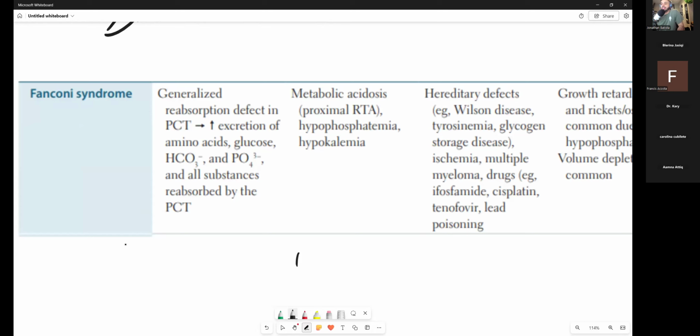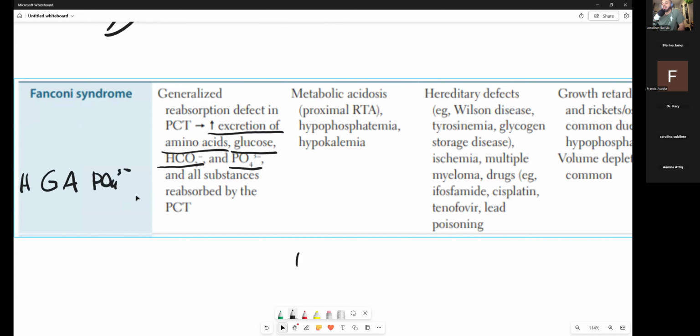Look, it says here, increased excretion of amino acids. That's the A from the HGAP. Glucose. So you're having an increase in excretion of glucose. That's the G from the HGAP. And then it says here bicarb. Yes, bicarb because of the H from the HGAP. And then phosphorus. So that's what you're seeing here. You see that? That's how it connects.